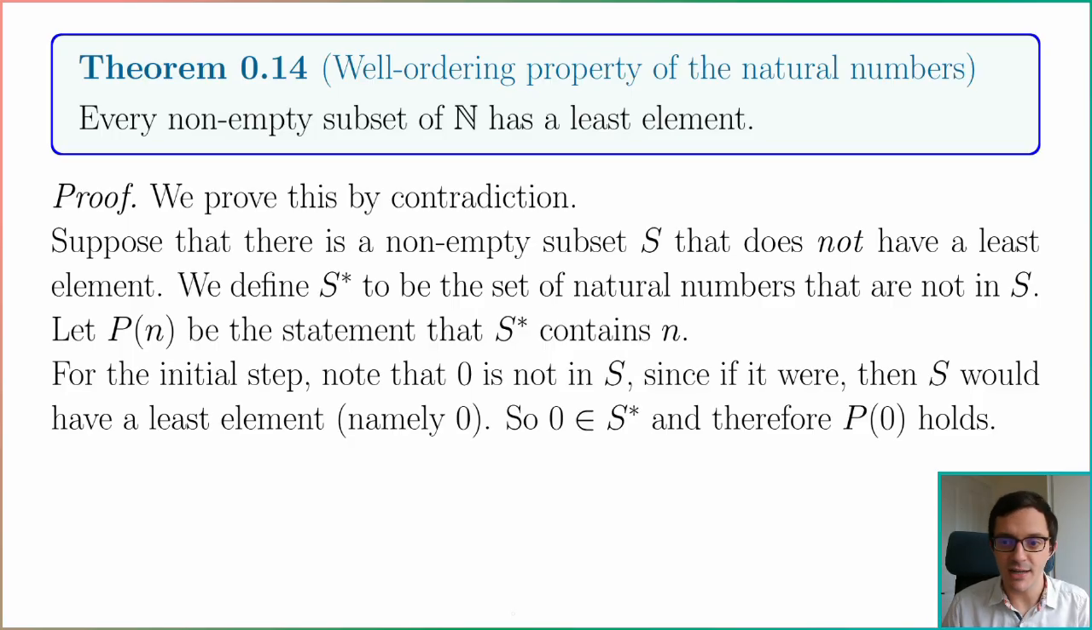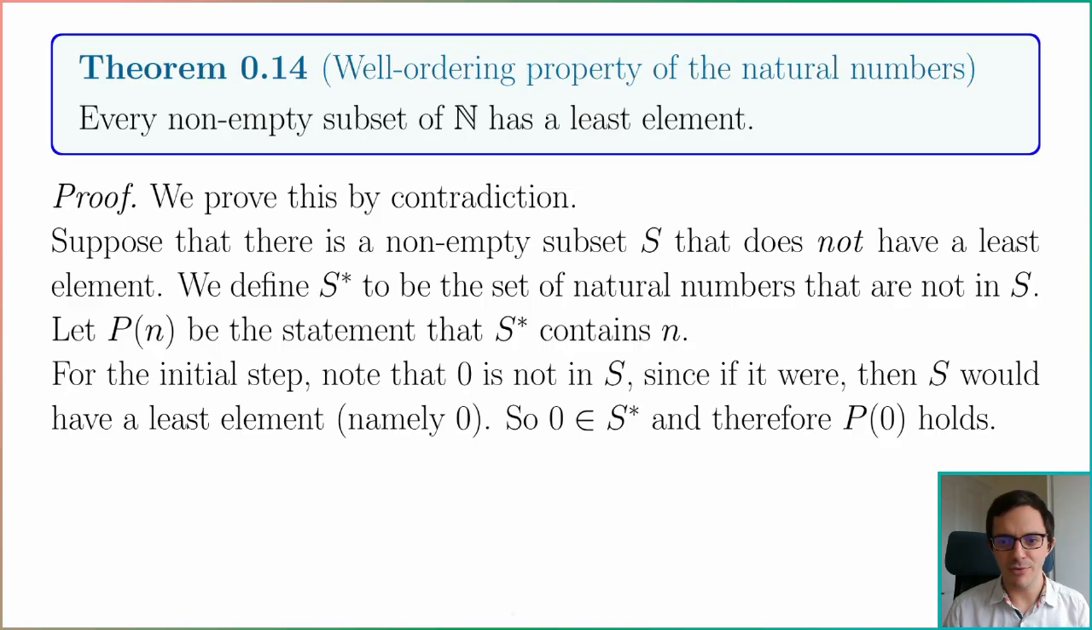The odd numbers have a least element, it's 1. The multiples of 10 have a least element. Any subset of the naturals has a least element. I'd like to show you what that's got to do with the principle of induction, so that we find another way of thinking about the principle of induction.